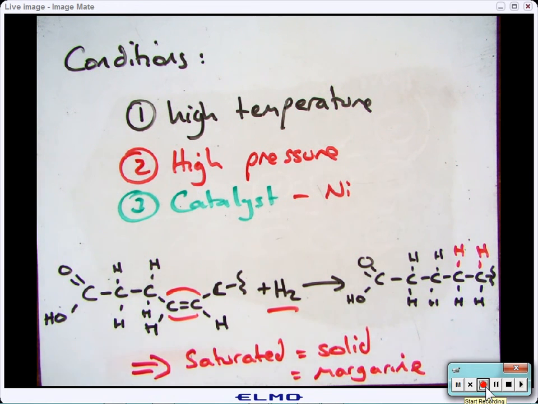Now, in margarine, for example, not every double bond is broken up and turned into a single bond. There are still some in there, which means it's a monounsaturated fat. That means that it's still spreadable and not too hard, not too solid.